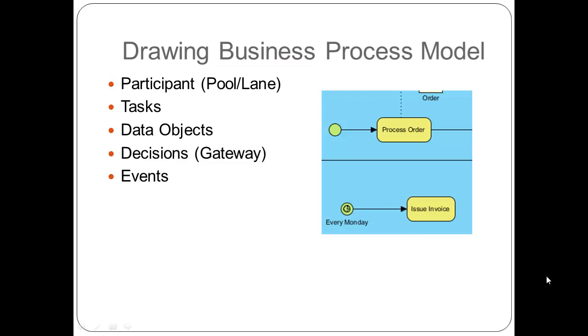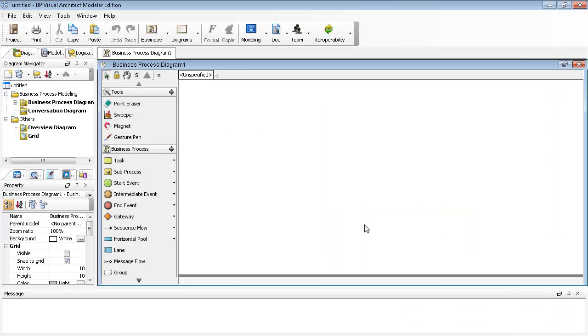Okay, let me show you how to draw the business process model. This is the Business Process Visual Architect modular edition. Just in case you are not familiar with it, I will do a very quick introduction. The Business Process Visual Architect is a business process modeling tool which allows you to draw business processes, generate documentation, and work with the Teamwork Server, the central repository. We will talk about these things later on.